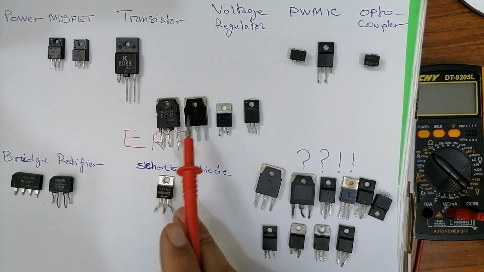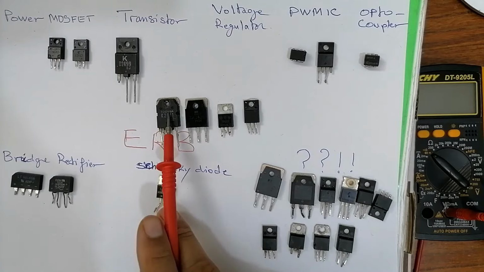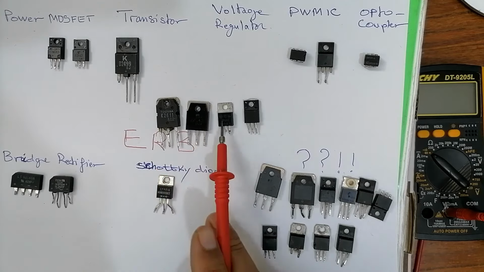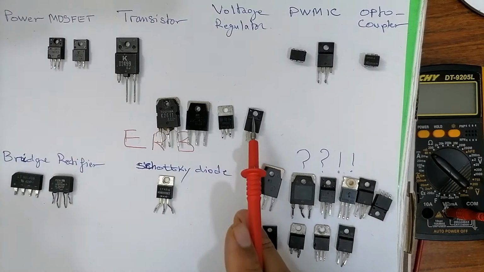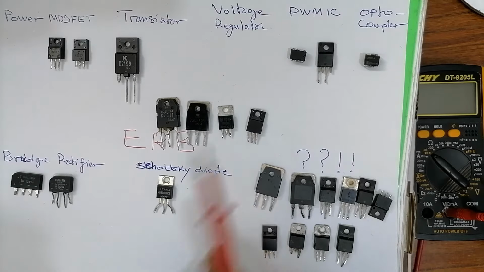So how can I identify these ICs? This one, this is MOSFET, this is transistor, this is voltage regulator, and this is a pulse width modulation IC that is used in switch mode power supply.